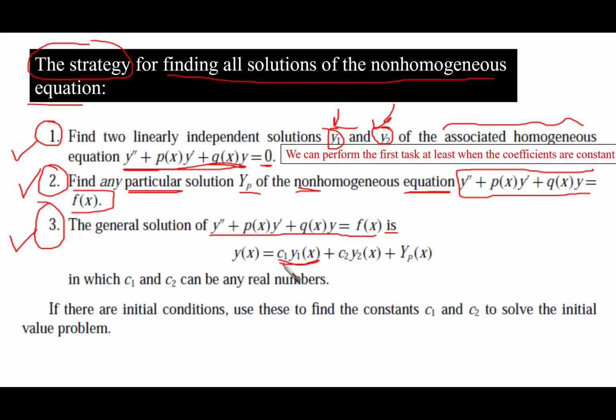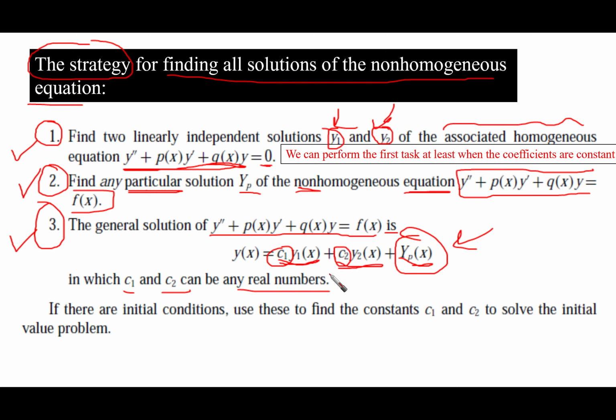Then step number three, the general solution of this non-homogeneous equation is going to be like this: c1y1 plus c2y2 plus yp. This is the general solution. As we said, these two terms are related to the associated homogeneous equation, and the last term is something new that we're going to learn today. And this C1 and C2 can be any real numbers. They are constants.